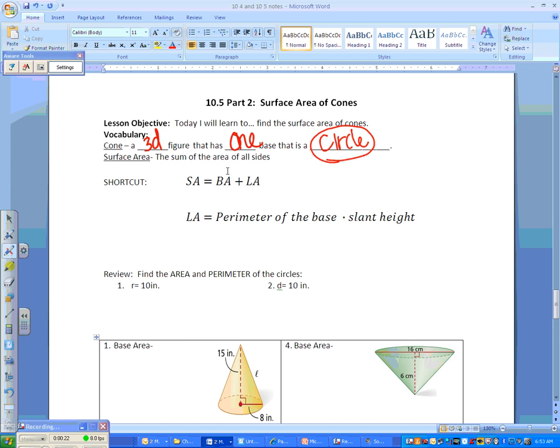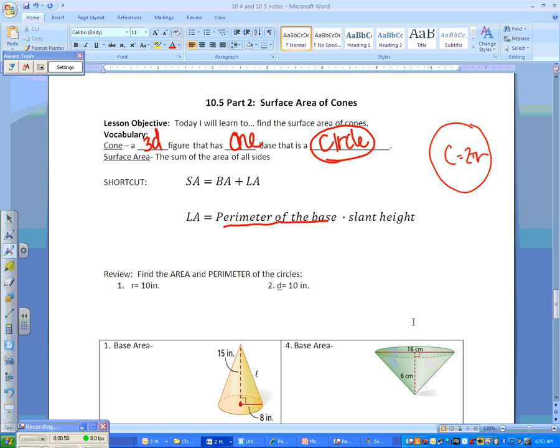Surface area, again, is the sum of all the area of the sides, and we split that up into base area plus the area of all the other sides, lateral area. And lateral area is the perimeter of the base times the slant height. So the perimeter of the base is going to be the perimeter of the circle, and how to find the perimeter of a circle is just 2 pi r.